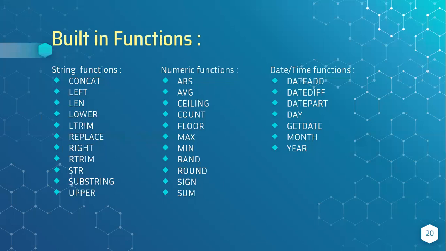We have different types of built-in functions in SQL, like string functions, numeric functions, and datetime functions. String functions are used for manipulating the text data. Numeric functions are used for calculations using the numbers. Datetime functions are used for manipulating the date and time values.